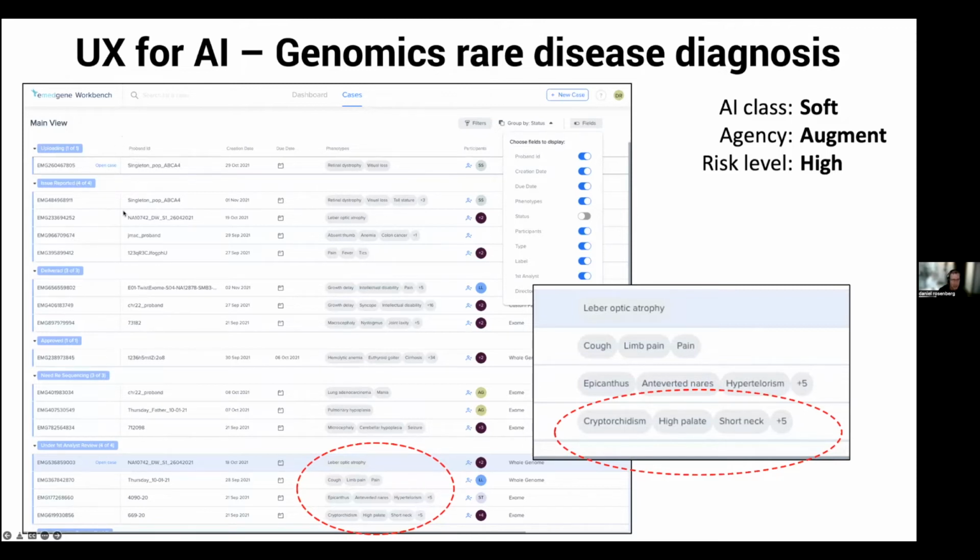And these are cases that are in the software, the case list, and you can see the phenotypes and you can see what's going on here. So we may have a phenotype like a high palate or a short neck, or an intellectual disability, right? We have a phenotype that is missing a thumb. Colon cancer is another phenotype. So you do need to know if there is actually anything pathogenic.